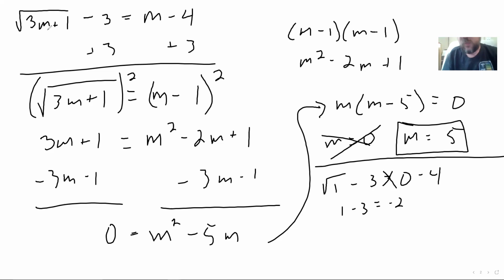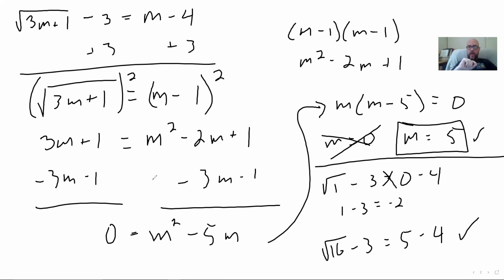The only answer I have is m equals 5, which I suppose we should check. I know it works, but let's look at it anyway. If m is 5, we get the square root of 16 minus 3 equals 5 minus 4. That's true: 1 on the left, 1 on the right. So 5 works, 0 does not. And this is super, super common among radicals, so make sure you check your answers.